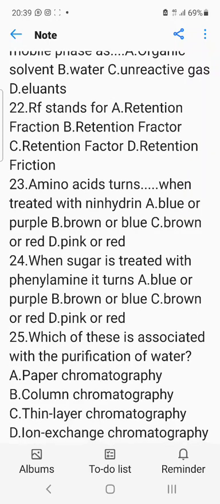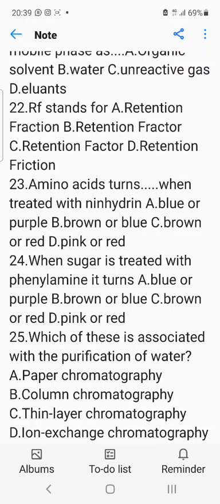Number 23. Amino acids turn dash when treated with ninhydrin. Is it blue or purple, brown or blue, or brown or red, or pink or red? When amino acids are treated with ninhydrin, they turn blue or purple or violet. Please take note of that.